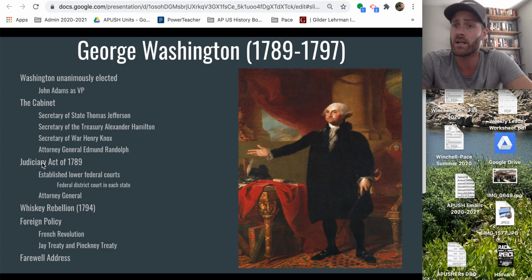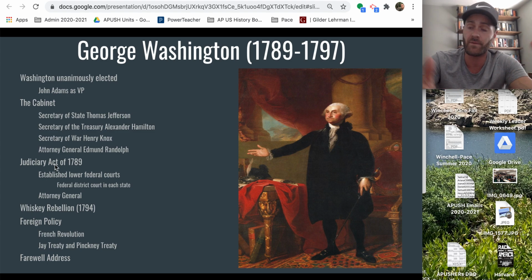The 3 maybe most important events of his presidency, I'll be talking about all of them. First is the Judiciary Act of 1789, which creates a much more robust and organized legal system for our country of courts that our nation still follows, and also creates the position of the Attorney General, which he names Edmund Randolph too.